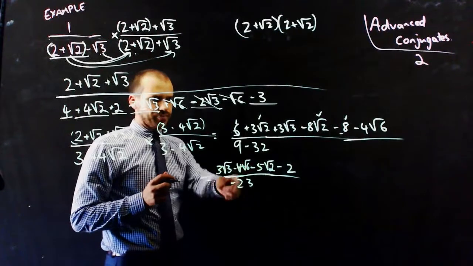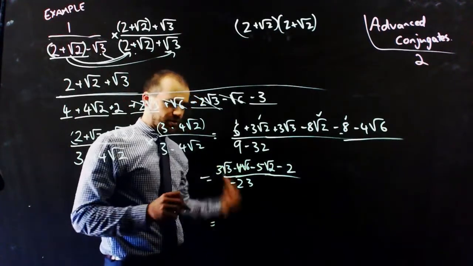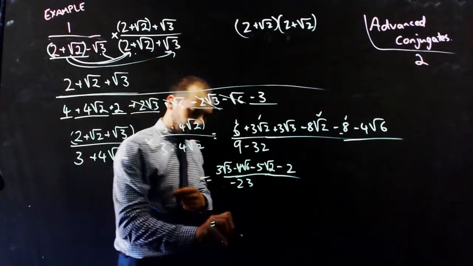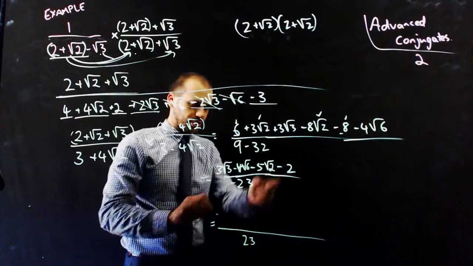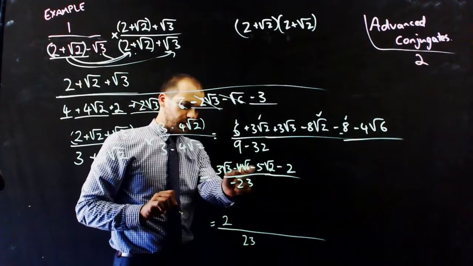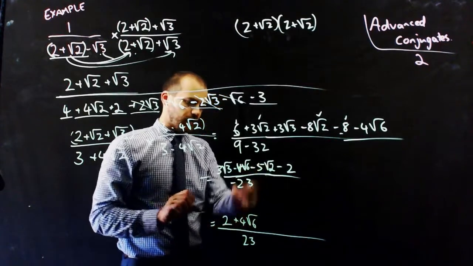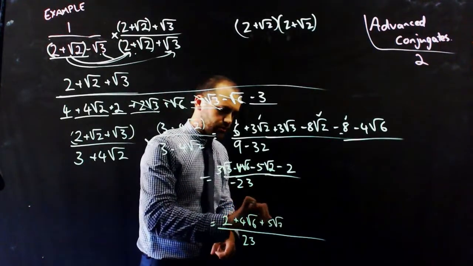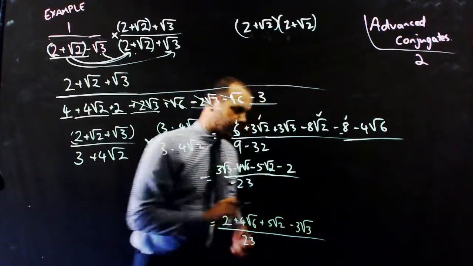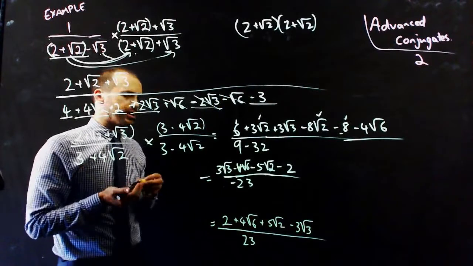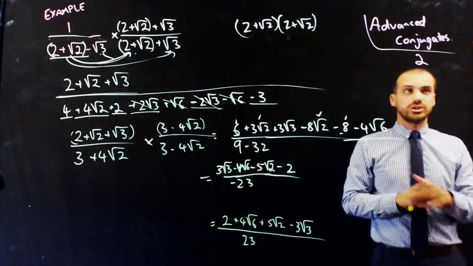Just to tidy up, a denominator that's negative is kind of just ugly. So if we multiply everything by negative 1, top and bottom, we'll get 23 as our positive number. Negative 2 is going to be positive 2. Negative 4 root 6 is going to be positive 4 root 6. Negative 5 root 2 is going to be positive 5 root 2. And 3 root 3 is going to be negative 3 root 3. Just a little bit of mathematical politeness. You've probably heard me say that a few times. All right, that is advanced conjugates number 2.